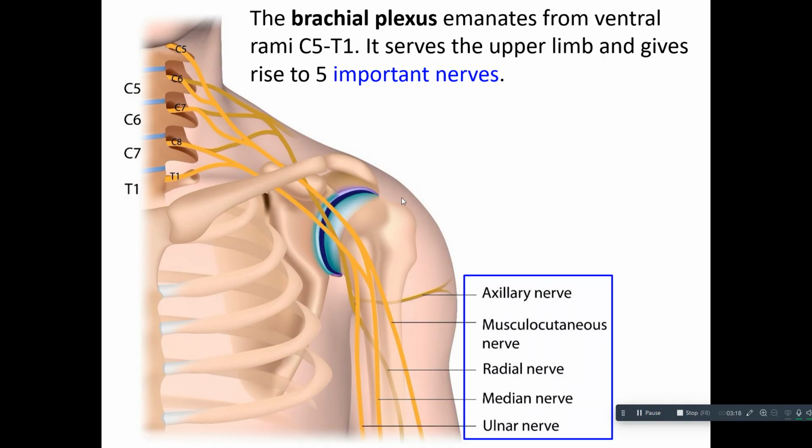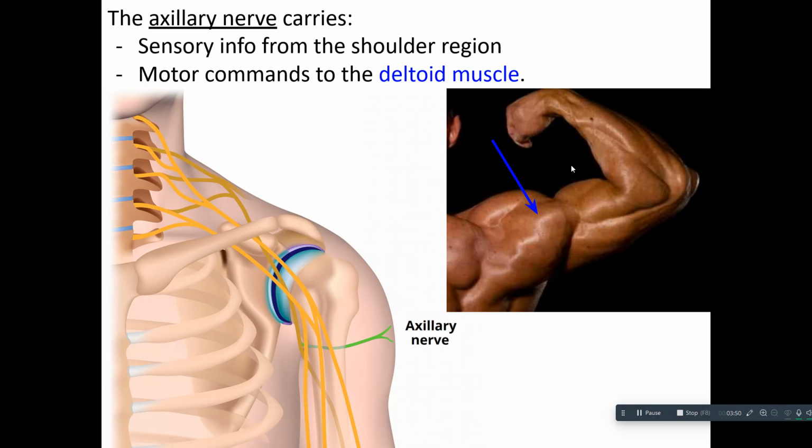Then ventral rami C5 to T1. I'm going to have those ventral rami form a plexus. This plexus is called the brachial plexus. Brachial because it's going to the arm. So the brachial plexus is going to give rise to five important nerves, including the axillary, the musculocutaneous, the radial, the median, and the ulnar nerve. So five important nerves. The axillary nerve is going to go to the shoulder region.